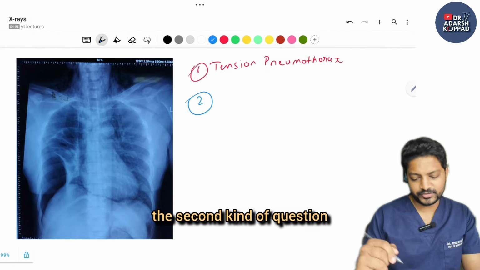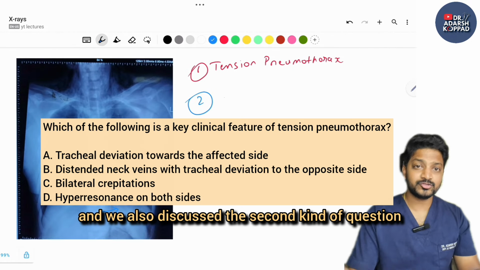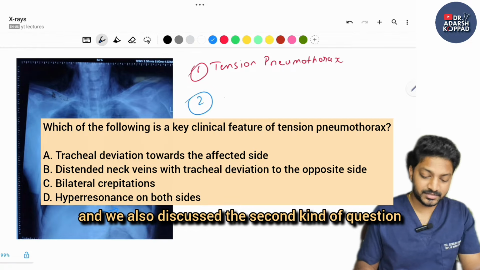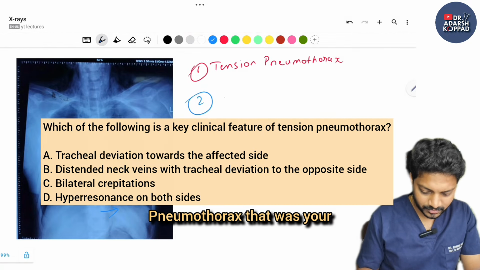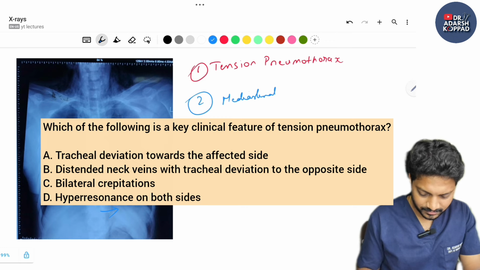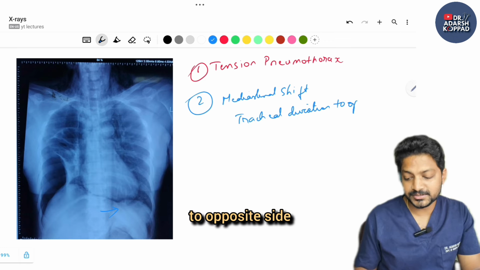The second kind of question, that is, we discussed the first kind of question, that is identify, and we also discussed the second kind of question, that is the key clinical feature of tension pneumothorax. That was your mediastinal shift, tracheal deviation to opposite side.